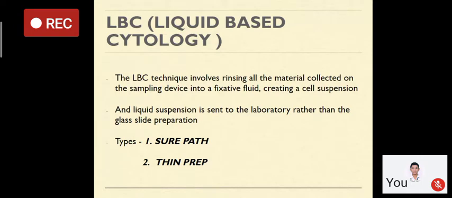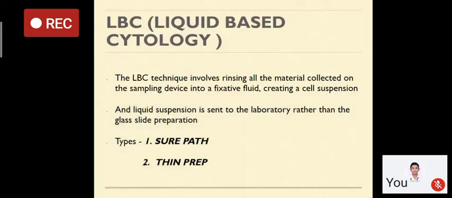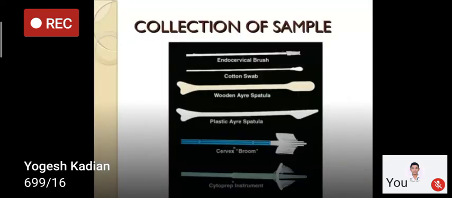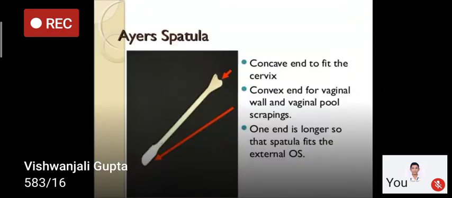How do we do it? LBC techniques involve rinsing all the material collected on the sampling device into a fixative fluid created for creating a cell suspension. So the plastic broom I had shown you earlier in the picture, the first, second, third, fourth, fifth one, the blue and white one, is used for taking an LBC, liquid based cytology. The anterior white portion is detachable.